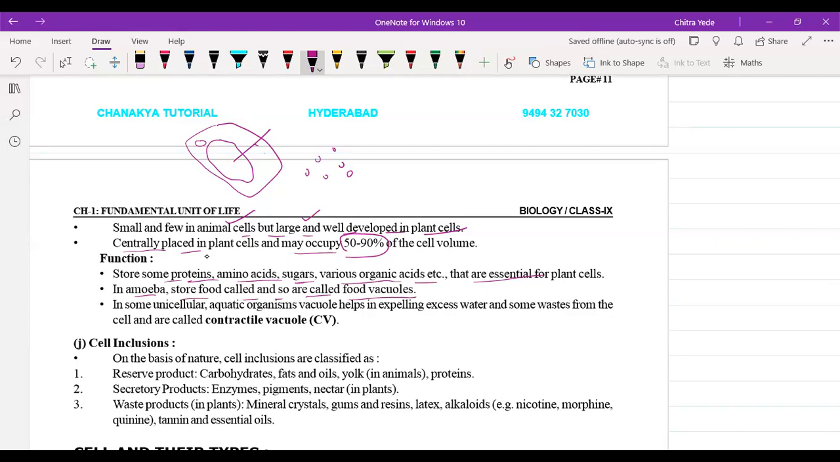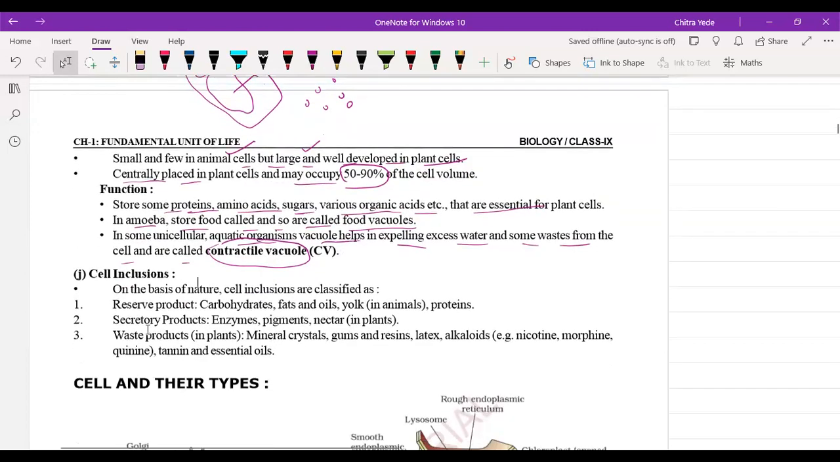In some unicellular aquatic organisms, vacuoles help in expelling the excess water and some waste from the cell and are called contractile vacuoles. So these are different names on the basis of their function.